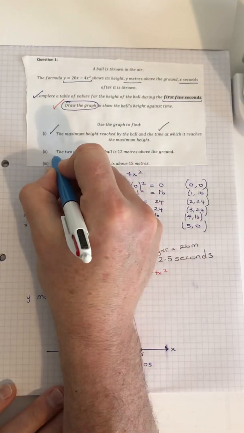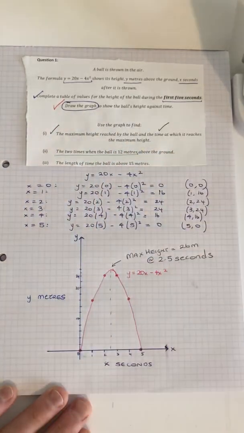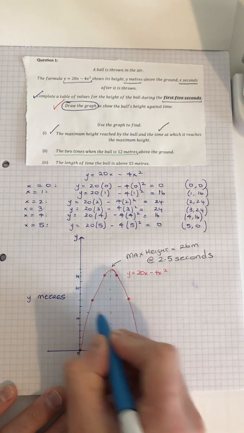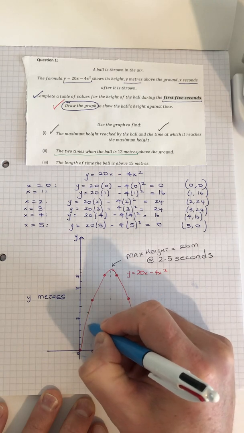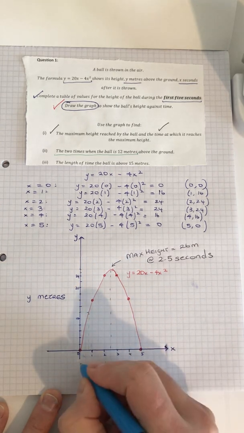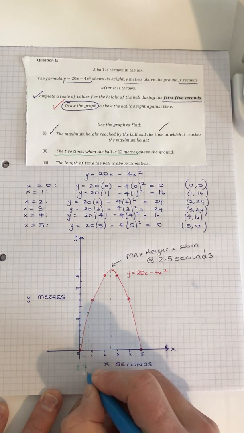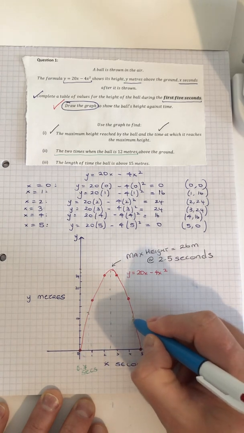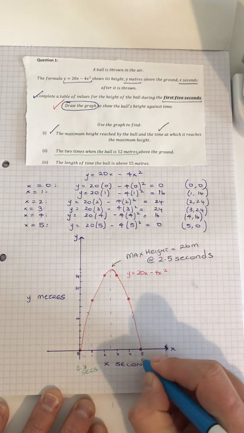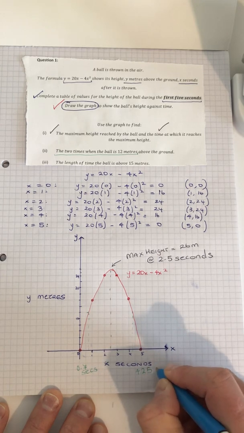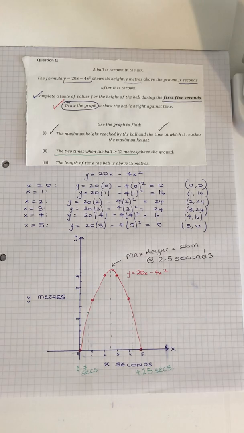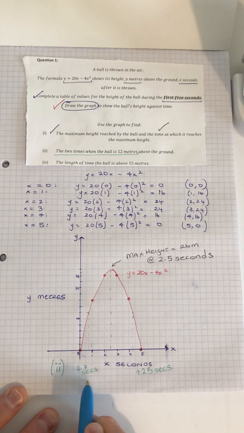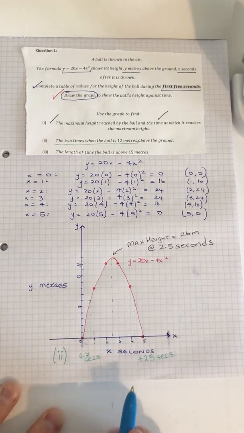Now we want to show the 2 times when the ball is 12 meters above the ground. So this is the ground. 12 meters is somewhere here. So what time is this here? That's about 0.7 seconds. And 12 also, and that's about 4.25 seconds. So the question asked the 2 times. So part 2, the 2 times are 0.7 seconds and 4.25 seconds.